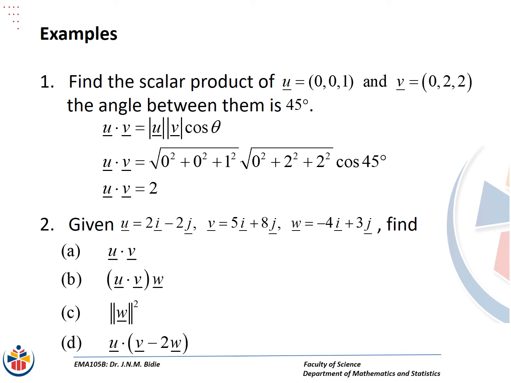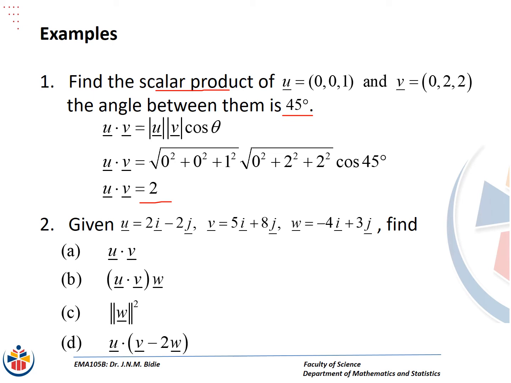Examples. In number 1, we're asked to find the scalar product between those two vectors, and the angle between them has been given. So that means we're using the formula cos theta is equal to u dot v divided by the length of u times the length of v. Now we've been asked to find the scalar product or the dot product. So that means u dot v is equal to the length of u, length of v, times cos theta. And then we do the calculations and check whether the answer should be 2.